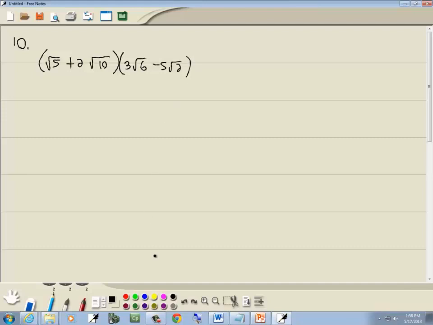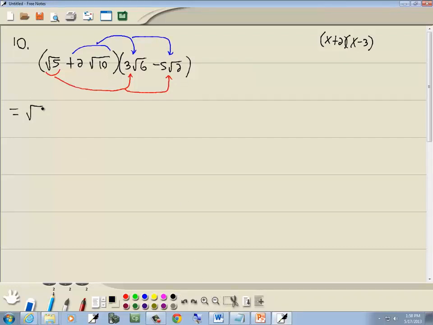Now, there's nothing exciting about this. You've seen this technique already. Remember when you multiply x plus 2 times x minus 3? Same technique you use there is what you're going to use on these. So I'm going to take my first radical here, the square root of 5, and I'll multiply it times the 3 square root of 6 and times the negative 5 square root of 2. I'll take my second radical, the 2 square root of 10, and multiply it times 3 square root of 6 and times negative 5 square root of 2.